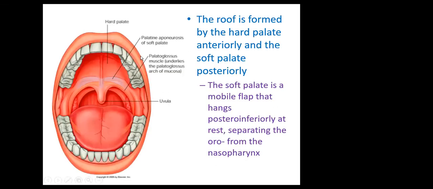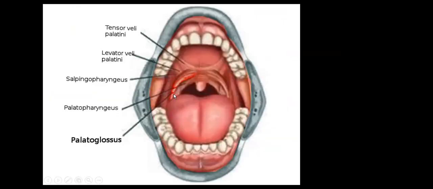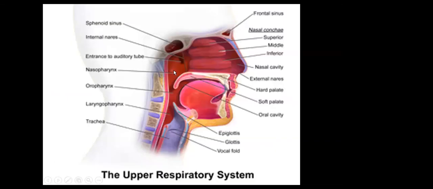Here, the roof is formed by the hard palate anteriorly and the soft palate posteriorly. The soft palate is a mobile flap that hangs posterior and inferior at rest, separating the oropharynx from the nasopharynx. This is the soft palate, which separates the nasopharynx from the oropharynx.